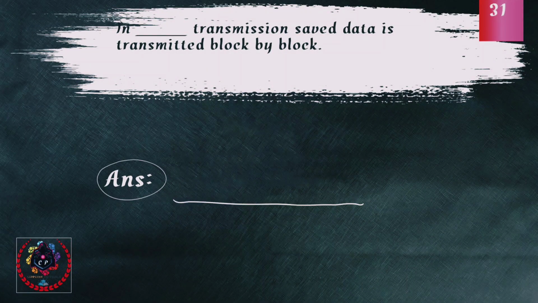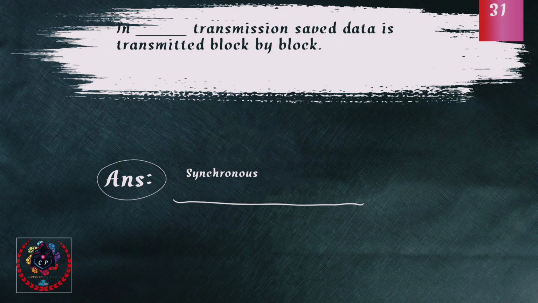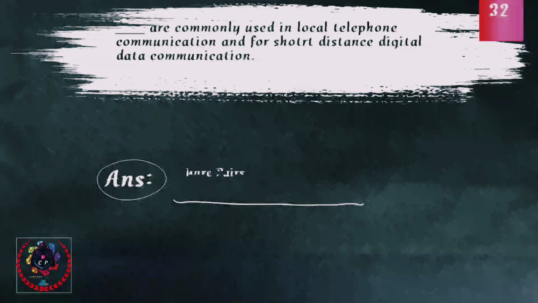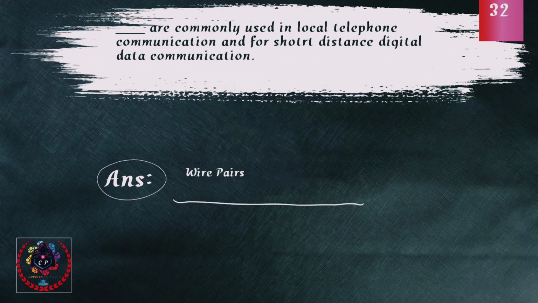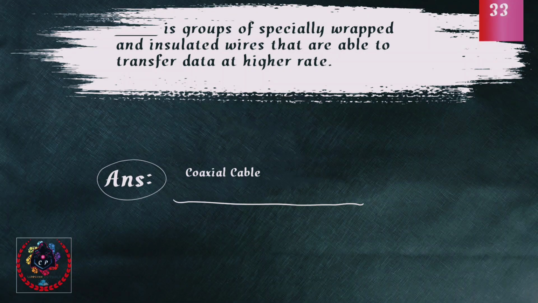In synchronous transmission, data is transmitted block by block. Twisted wire pairs are commonly used in local telephone communication and for shortest distance digital data communication. Coaxial cable is a group of specially wrapped and insulated wires that are able to transfer data at a higher rate.